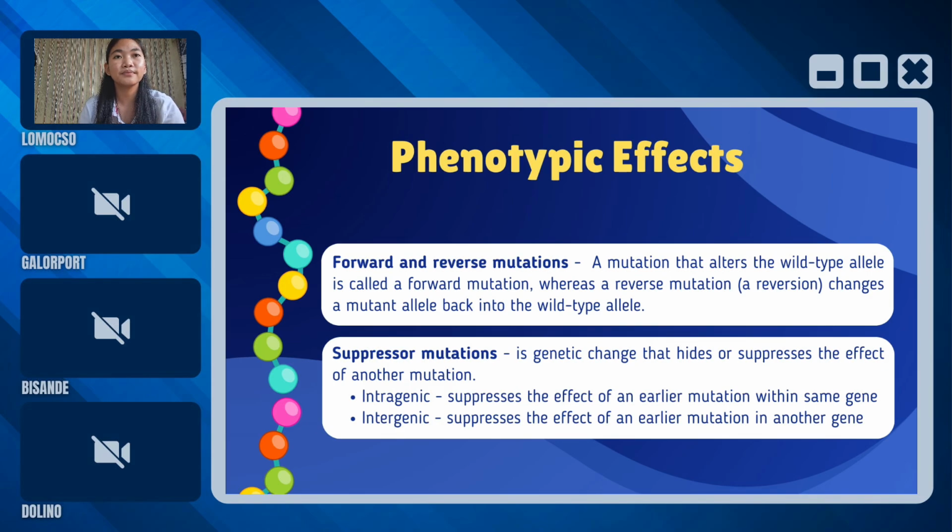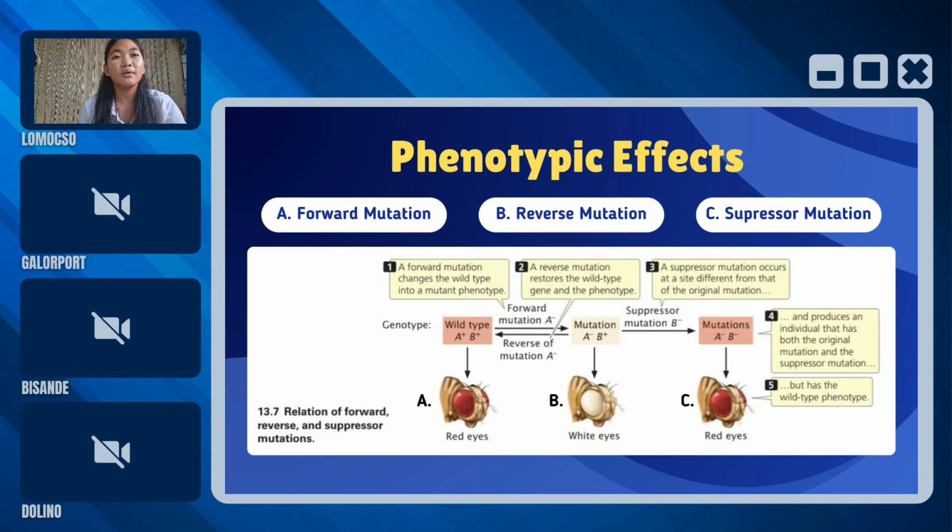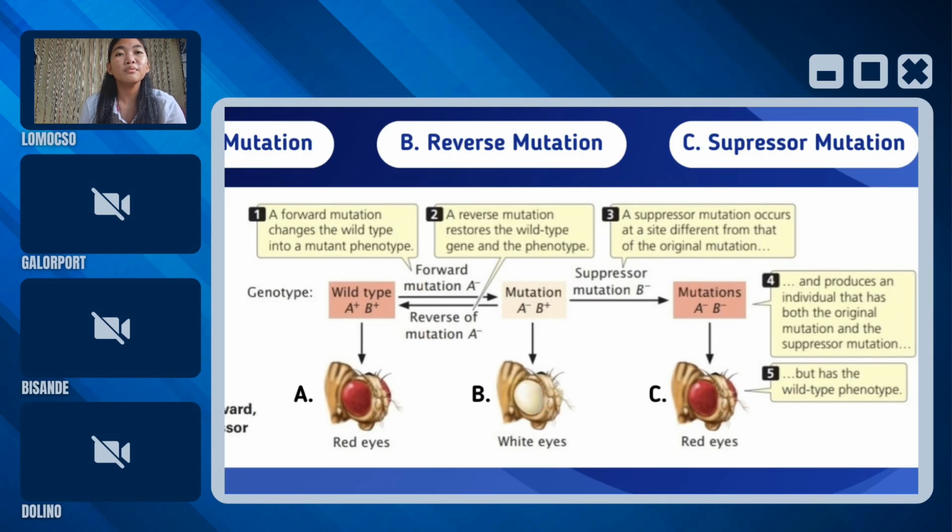Next slide. So, we have another image. Let us look at this image. A forward mutation, in number 1, changes the wild type phenotype into a mutant phenotype, which is a fruit fly with red eyes to white eyes. For reverse mutation, as you can see in number 2, it is exactly the reverse of the forward mutation, where it restores the wild type gene and phenotype, which is from white eyes to red eyes.